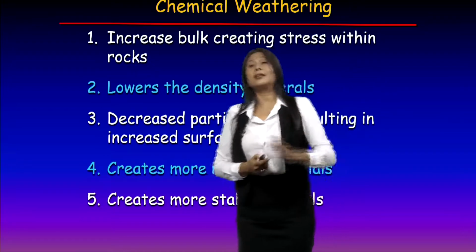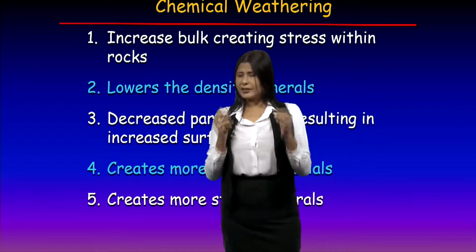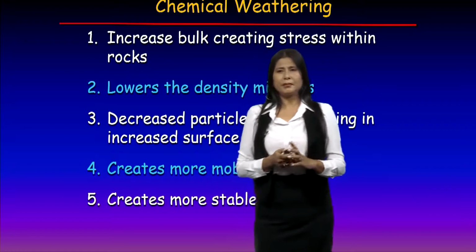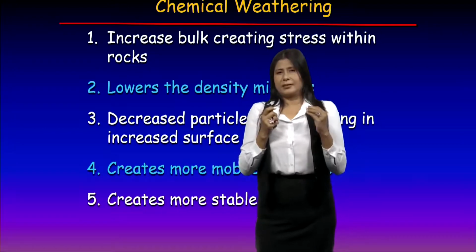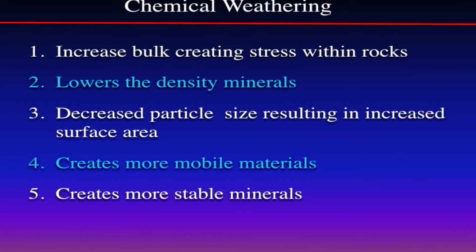Exactly opposite to that is chemical weathering. So now let us see chemical weathering. First, what it does is, chemical weathering increases bulk, creating stress within the rocks. It lowers the density of minerals. It decreases particle size, resulting in increased surface area. It creates more mobile material and it creates more stable minerals.